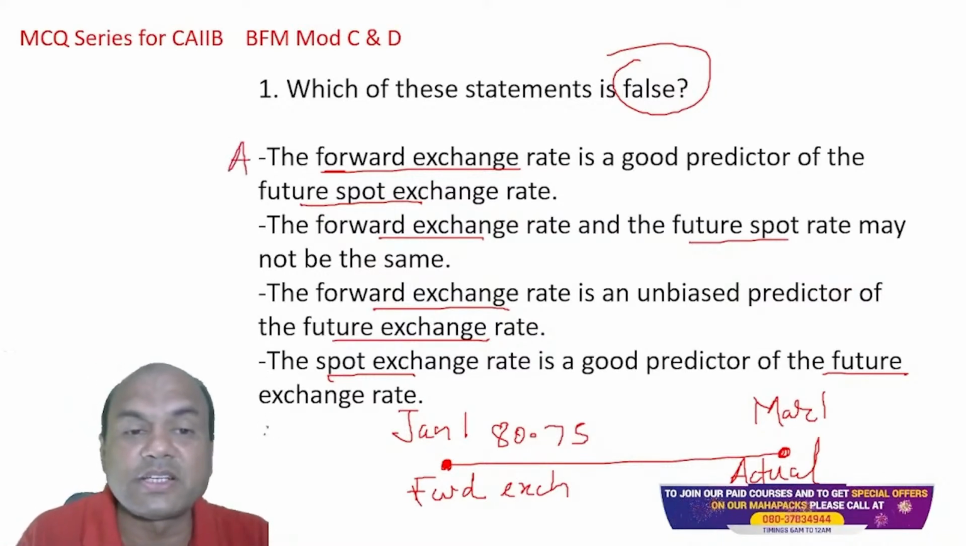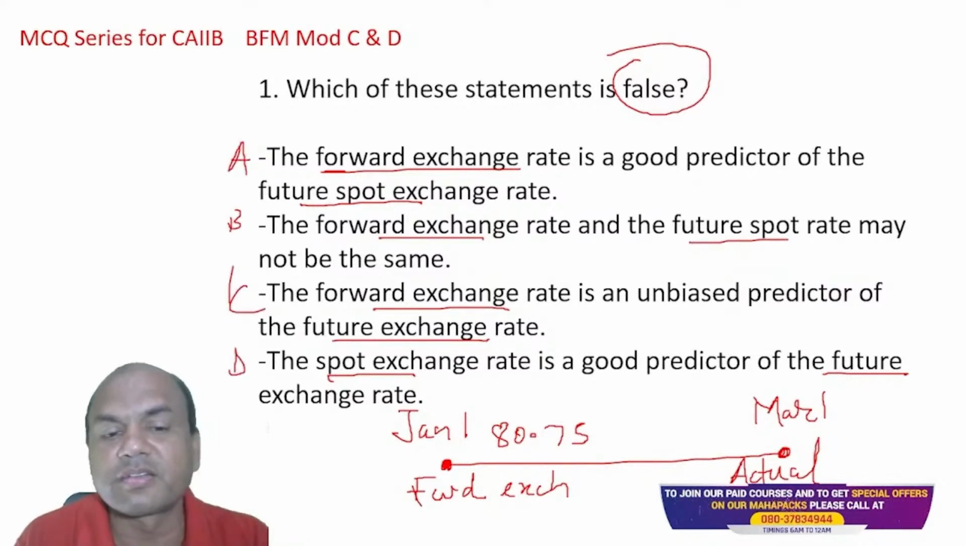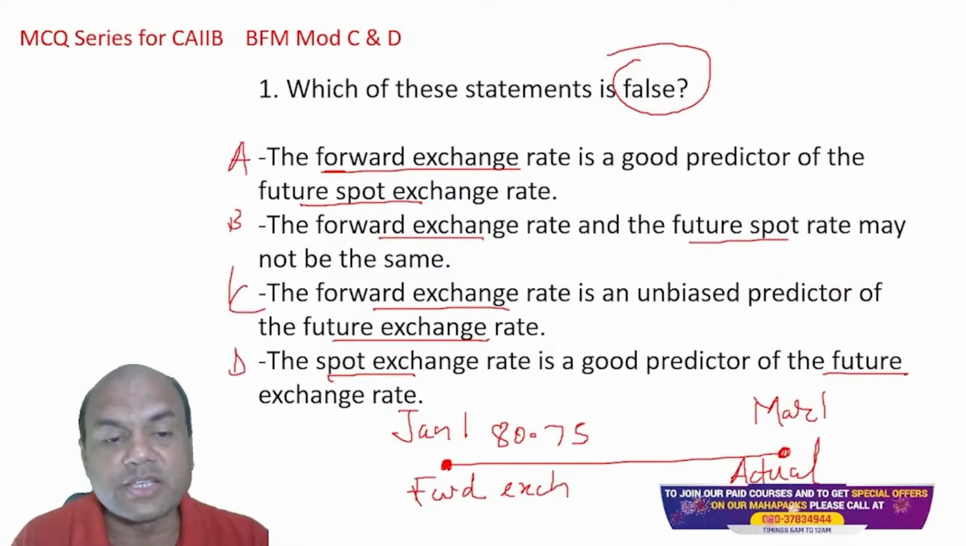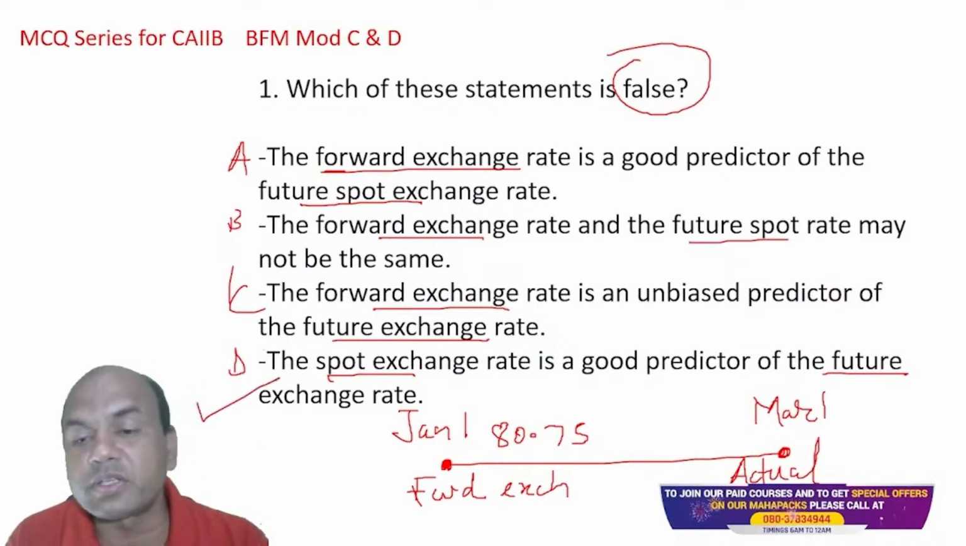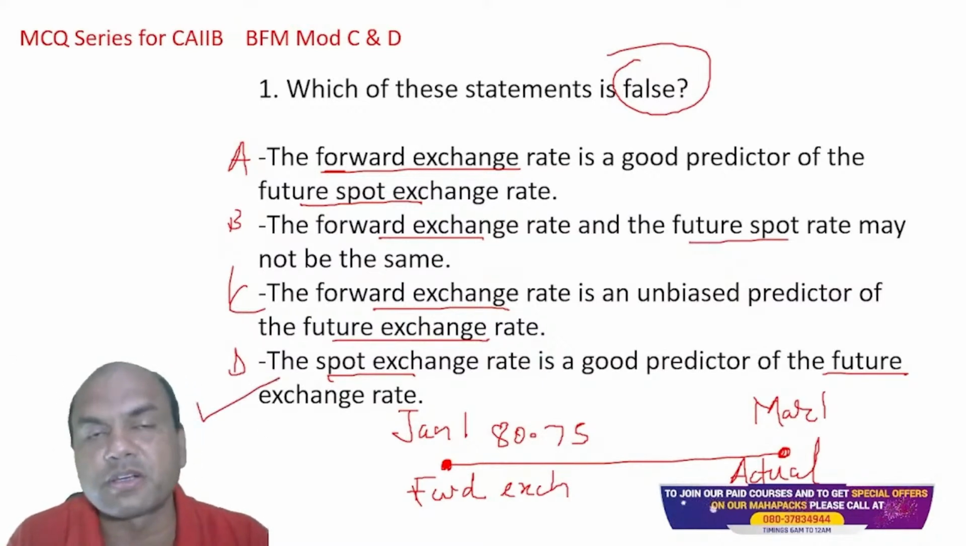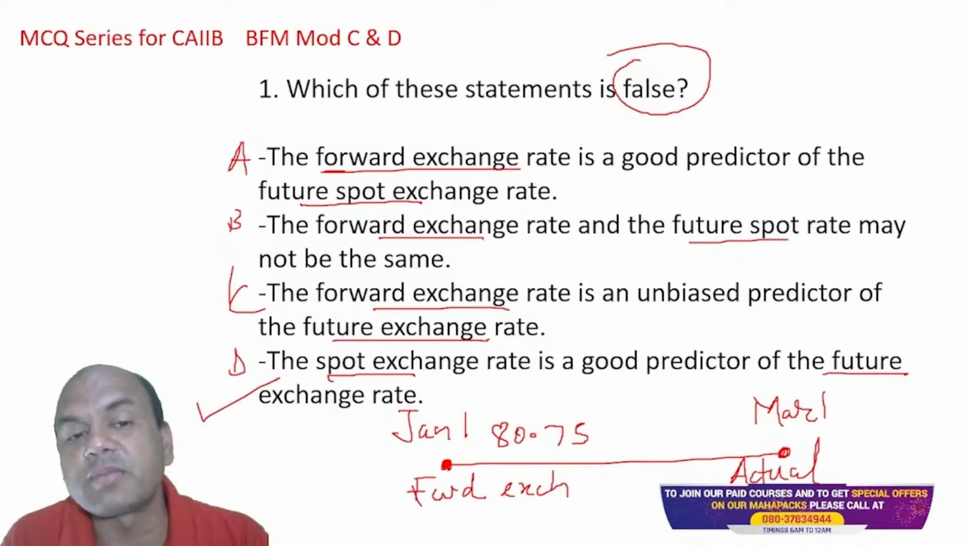Let's call this A, B, C, D. What is the answer? We want the false answer. It is D. D is the false answer. Spot cannot predict future. Only forward exchange rate can predict future.